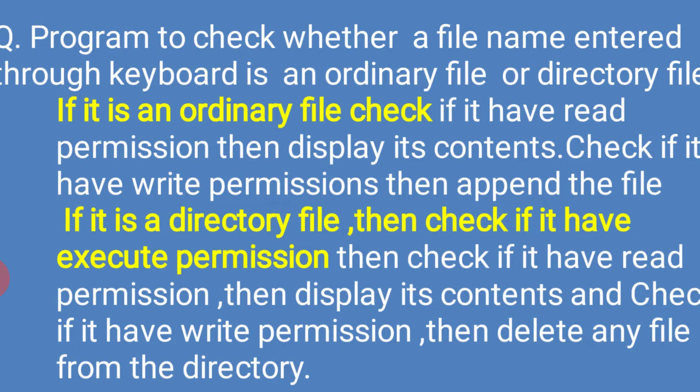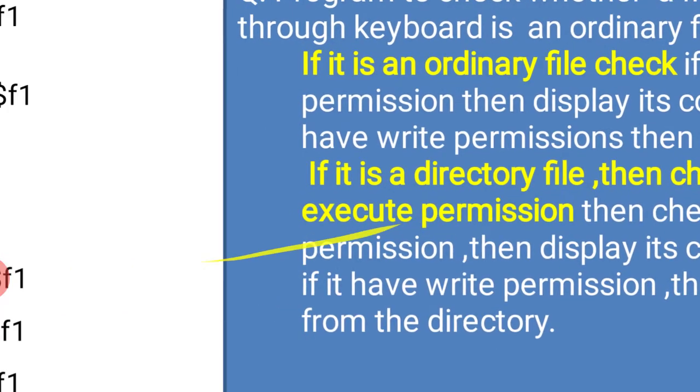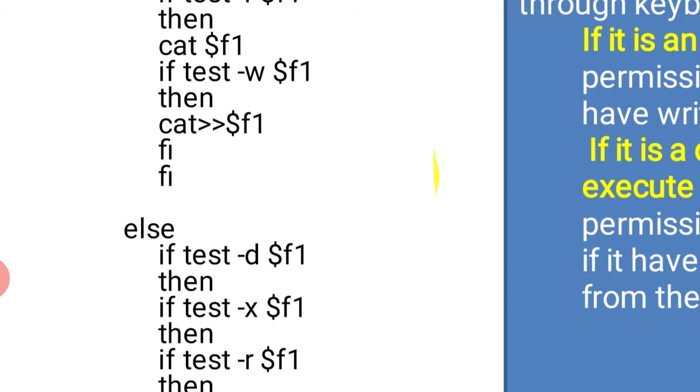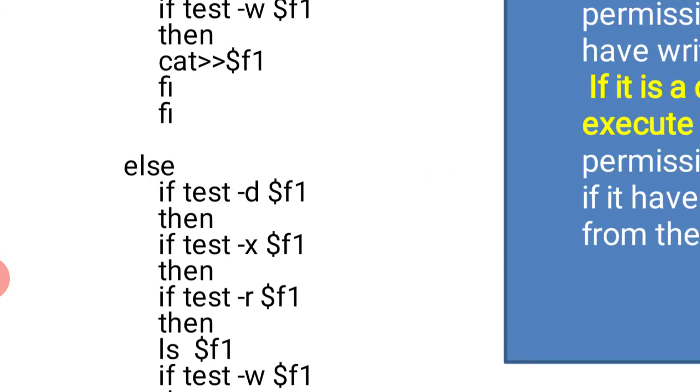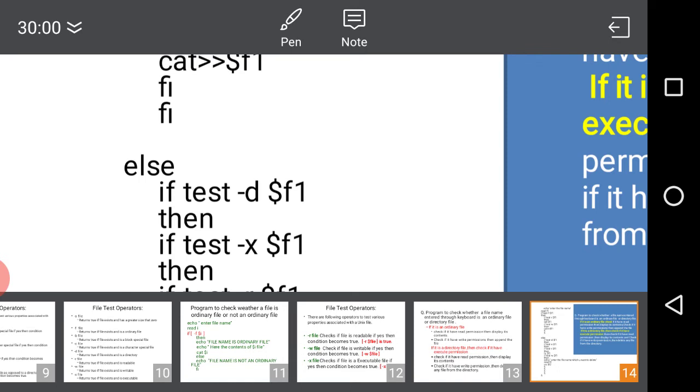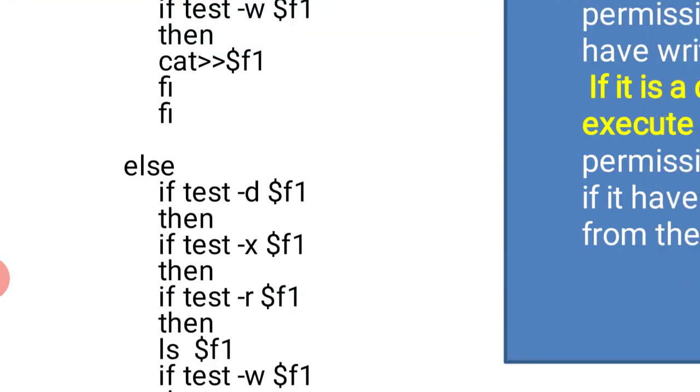Second is, if a file is a directory file. If it is not an ordinary file, in the else part they checked if test -d $f1. If it is a directory file, then test -x $f1. Students, in case of a directory we need to always check first the executable permission. If a directory is not executable, it means it is not accessible. If it is not accessible, it means we cannot touch it. We cannot touch its inode table, so we cannot read the contents, and we cannot even delete or append.